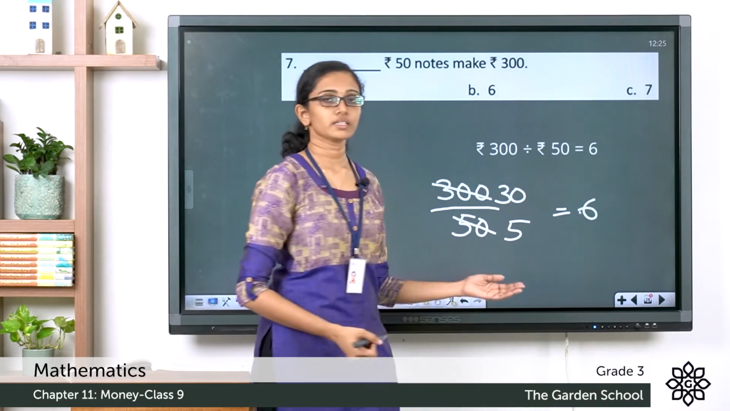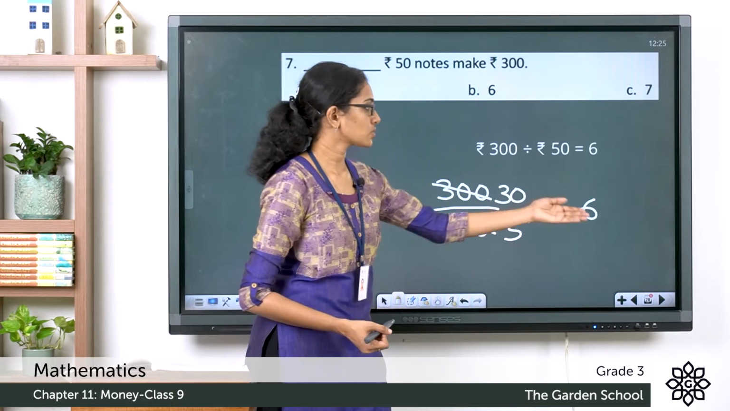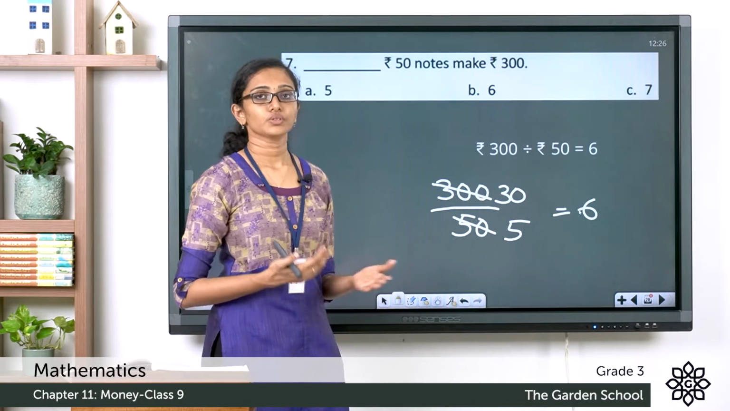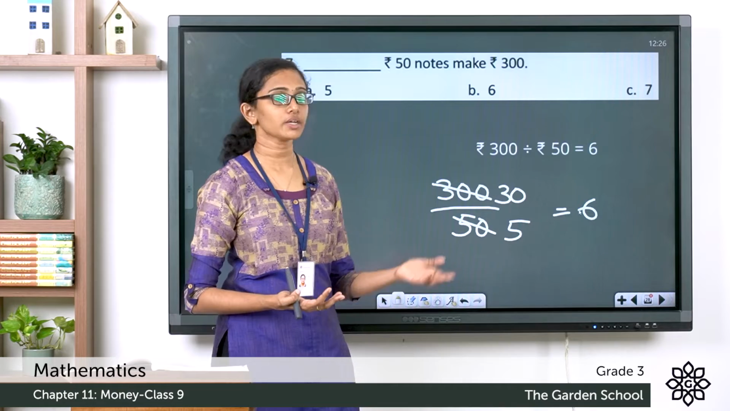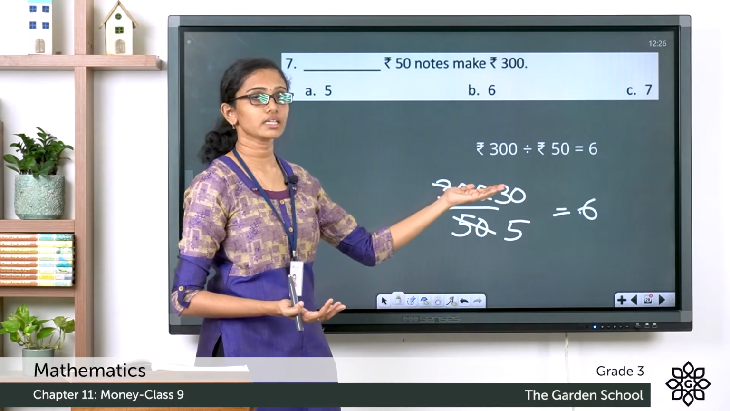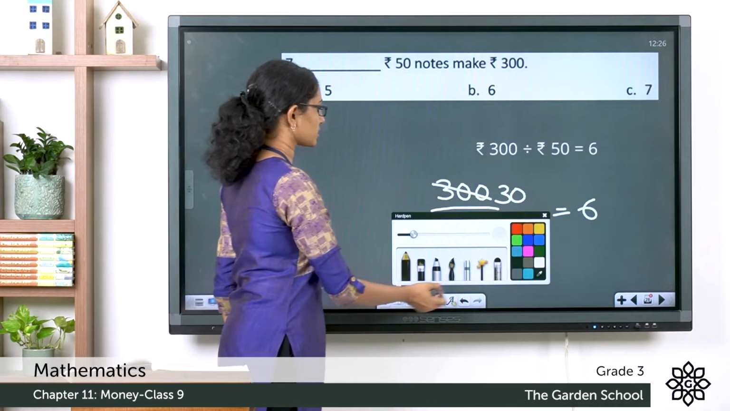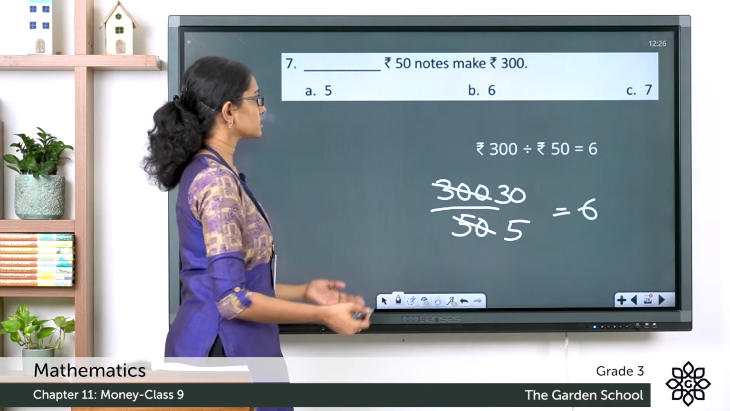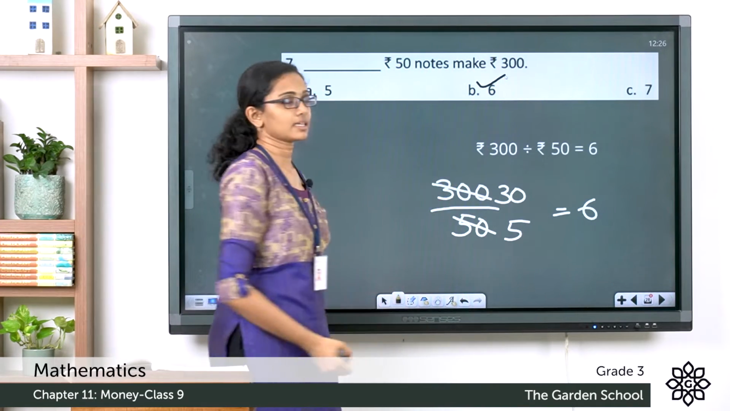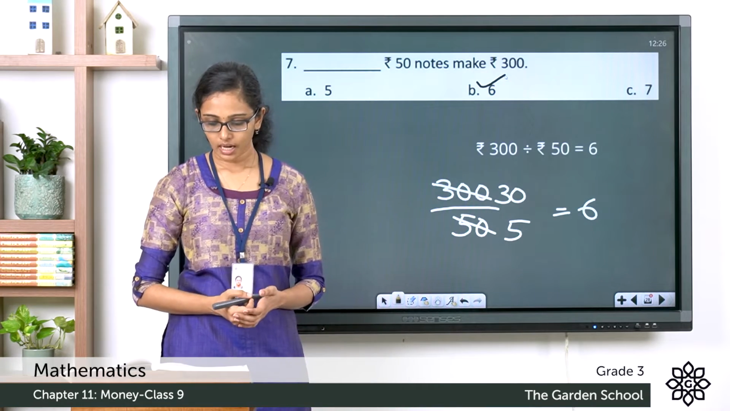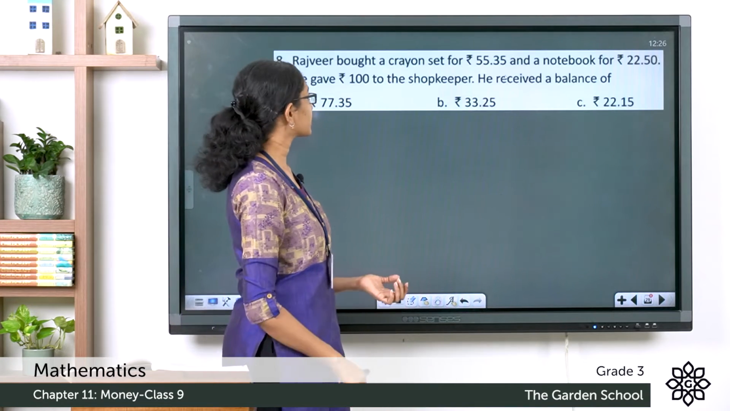We know 5 sixes or 6 fives are 30. So, here the answer is 6. So, how many 50 rupee notes do you require to add up to rupees 300? It is equal to 6 50 rupee notes. So, which is the correct choice here? The correct choice here is the choice B, 6. Hope you understood. Now, the next one, question number 8.